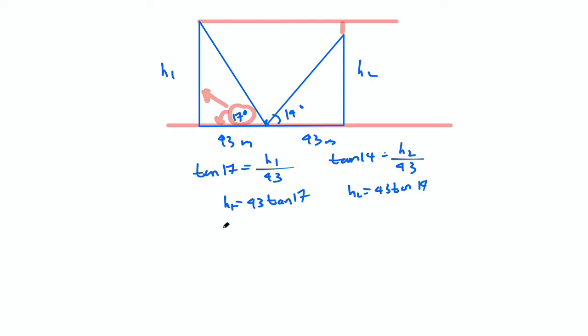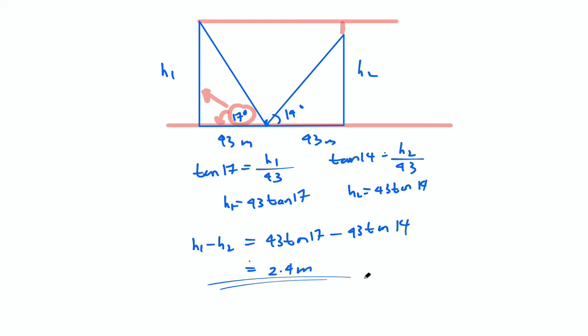So the difference will be h1 minus h2, right? This is assuming this one is the larger one. So if you get a negative number, it means that you flipped it. So just take the positive answer. Okay, so here is 43 tan of 17 minus 43 tan of 14, and you'll get approximately 2.4 meters. Okay, so then to the nearest meter, this is just 2 meters.